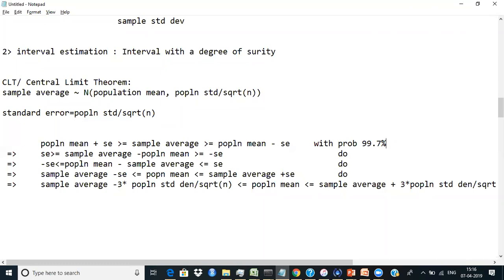Sample average is the normal average on the sample. You have 10 observations, take an average, that's it. Because we said that the sample average follows a normal distribution. If this is true, then the whole thing follows.